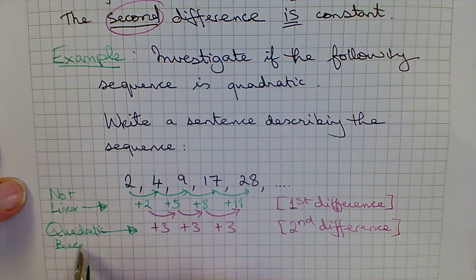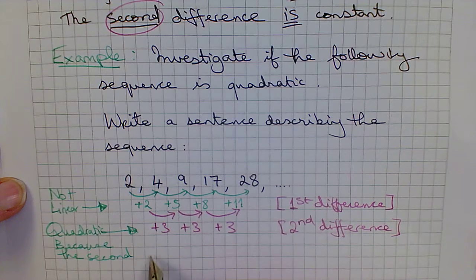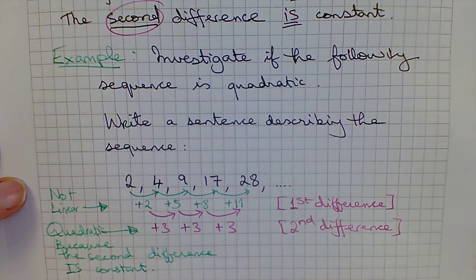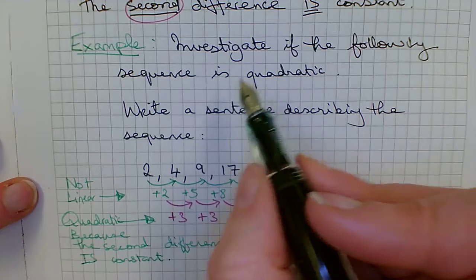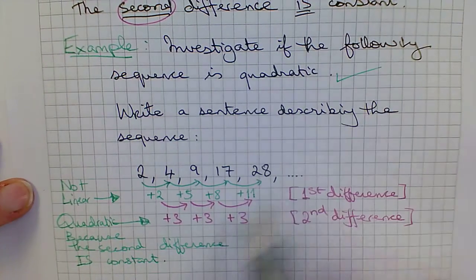It's a quadratic sequence because the second difference is constant. It's the same every time. It's not changing. So, have I answered this one? I have, and I've given my reason as well.